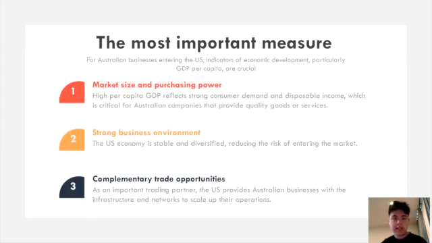Economic development indicators are crucial for Australian business entering the US. Here we will analyze its importance from three aspects. The first is market size and purchasing power. High per capita GDP reflects strong consumer demand and disposable income, which is critical for Australian companies that provide quality goods or services.